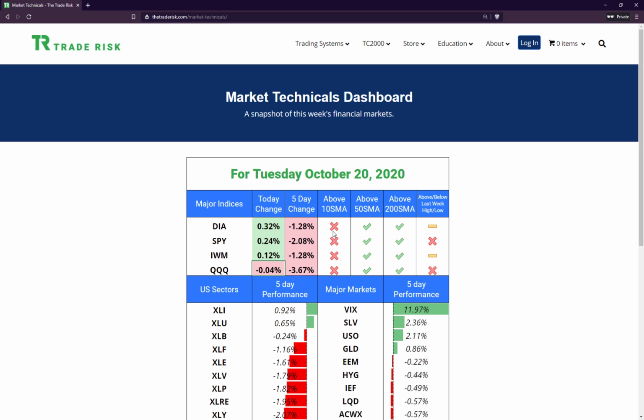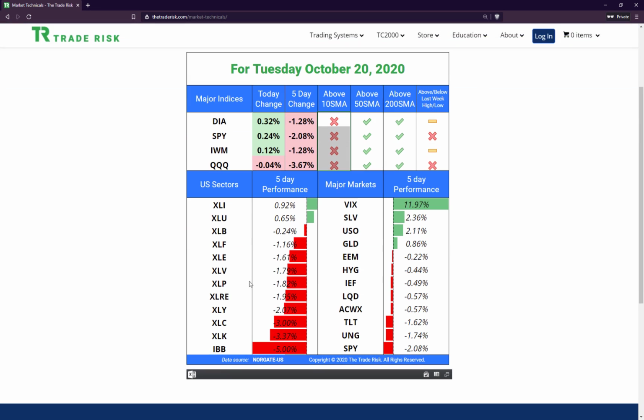5-day change numbers also in firmly negative territory now. Dow, SPY, IWM down about 1 to 2%. The Qs down over 3.5% over the past 5 trading sessions. And we are below the 10-period simple moving average in all the major indices, still yet above the 50 and the 200 SMA.